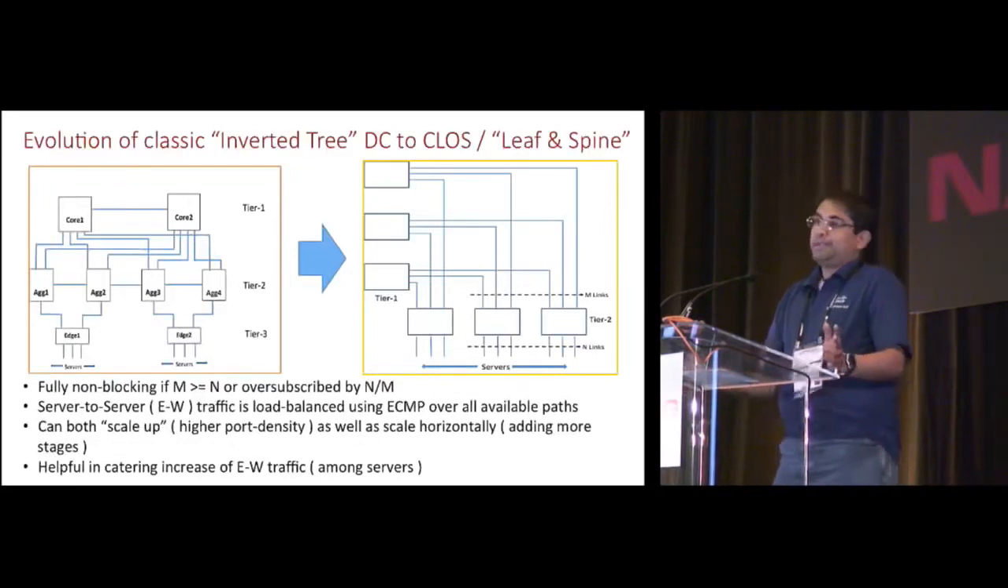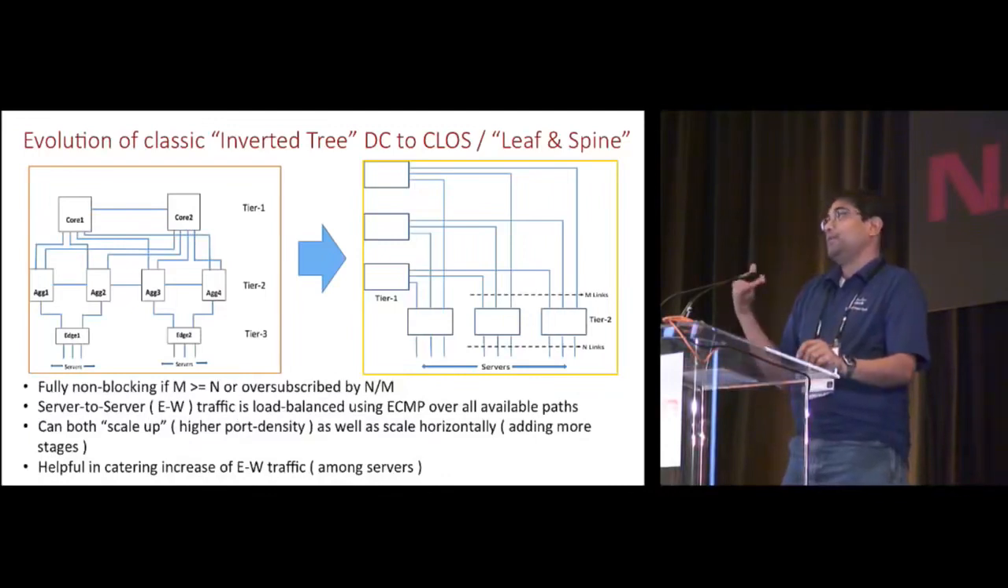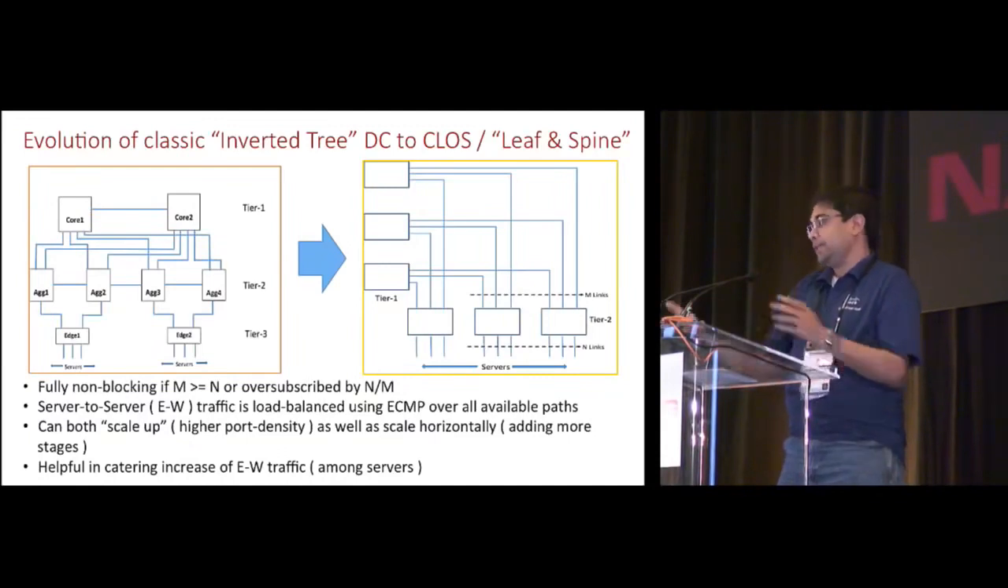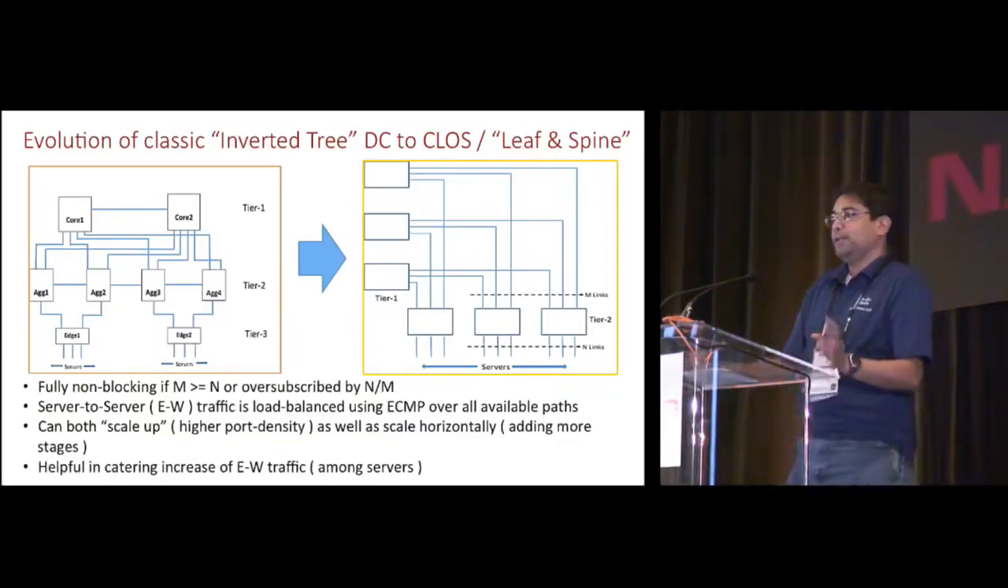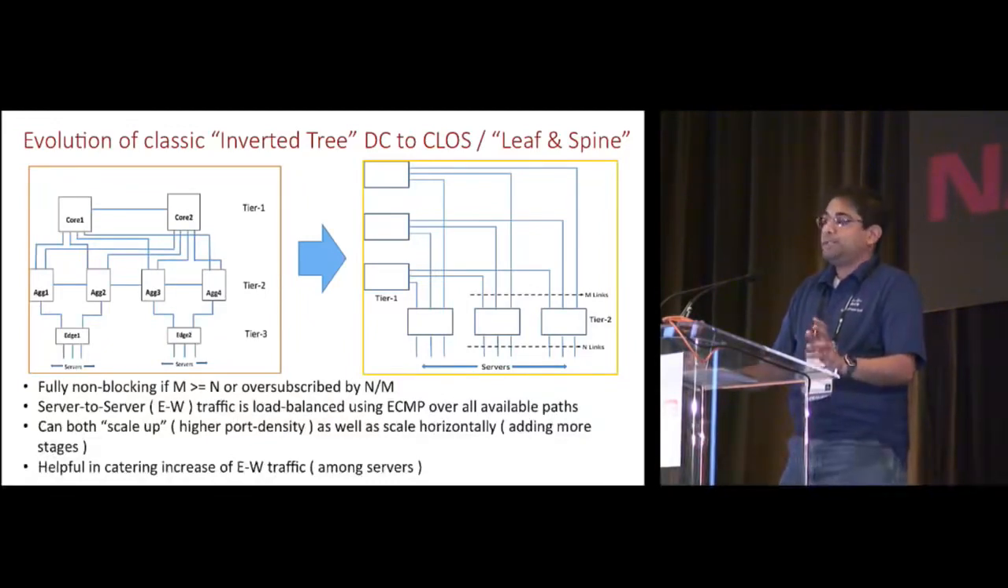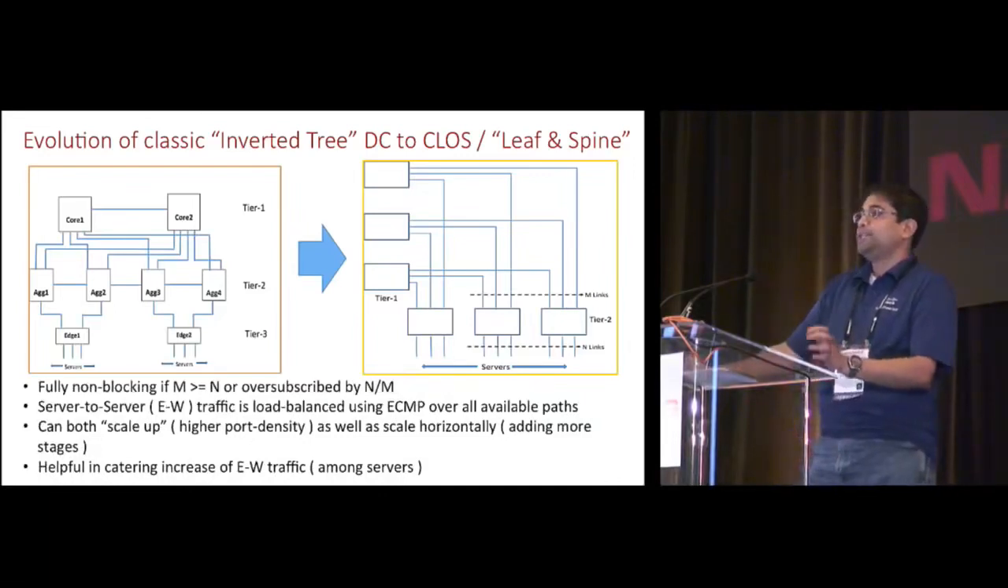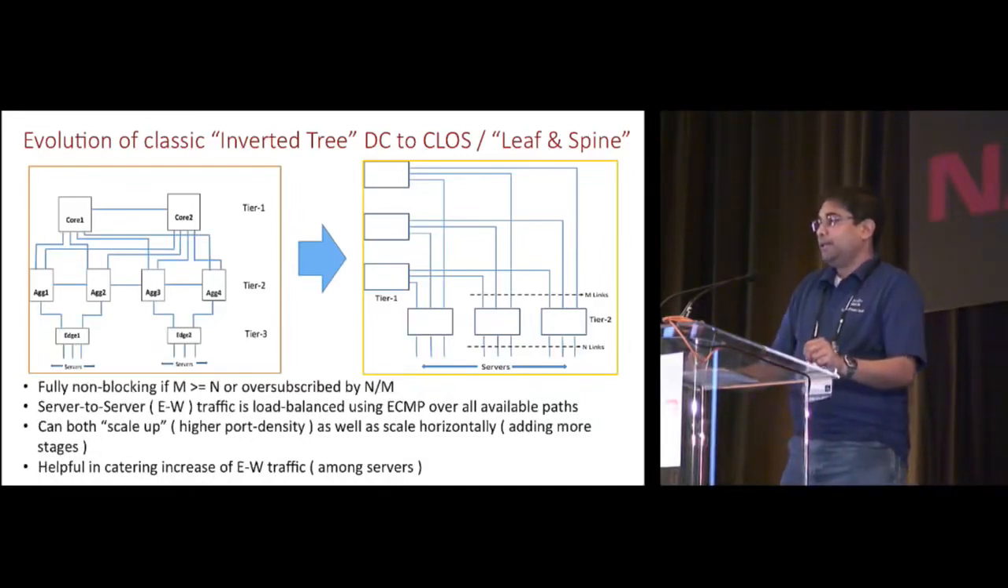So this is the evolution most of us have already seen in data centers, how the classic edge, aggregation, core became the Clos. Here's a folded Clos in this slide, but you can fold it as you like. The key thing is that this came into being because this architecture is very suitable for the east-west traffic. And it's easily scalable. Either scale up with a higher port density at any level, or you can add more levels as needed, which is basically scaling out or horizontally.